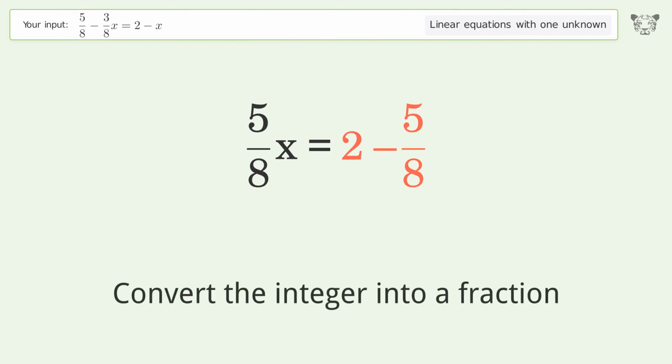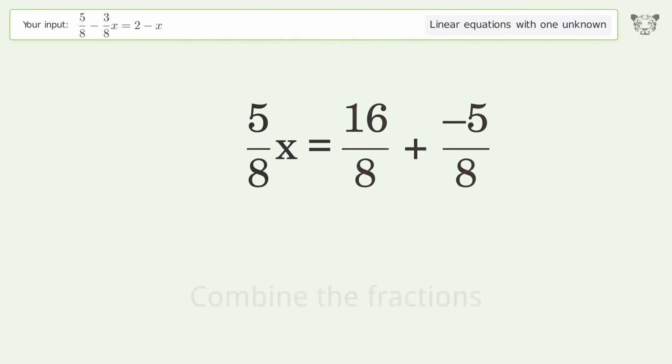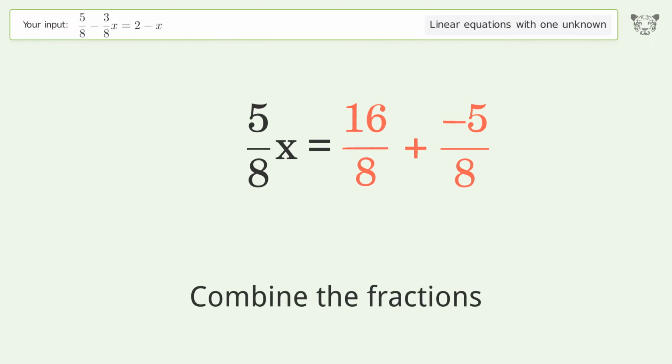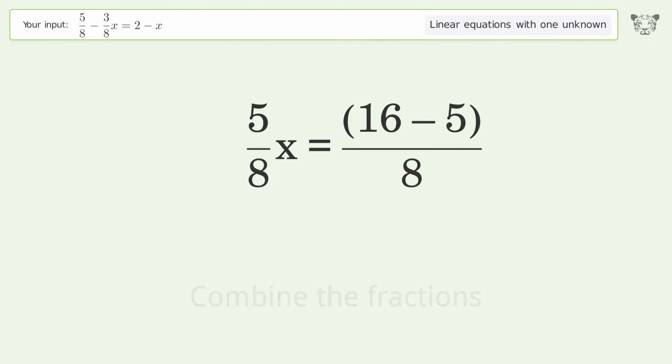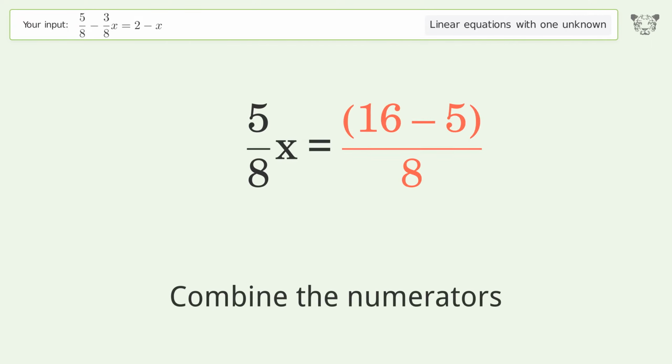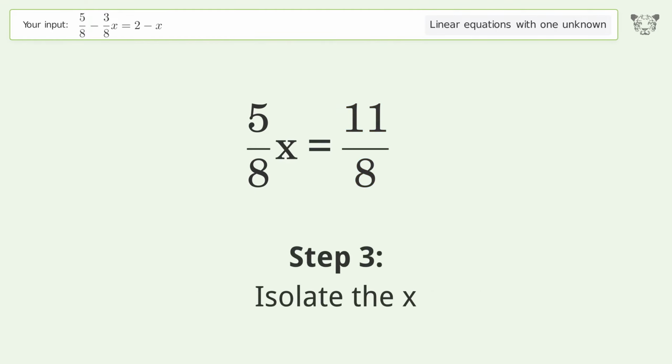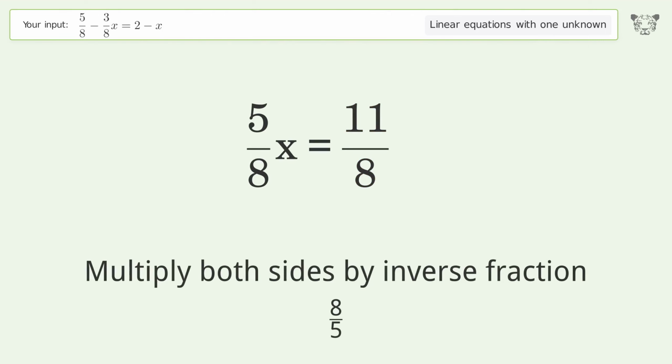Convert the integer into a fraction. Combine the fractions. Combine the numerators. Isolate the x. Multiply both sides by inverse fraction 8 over 5.